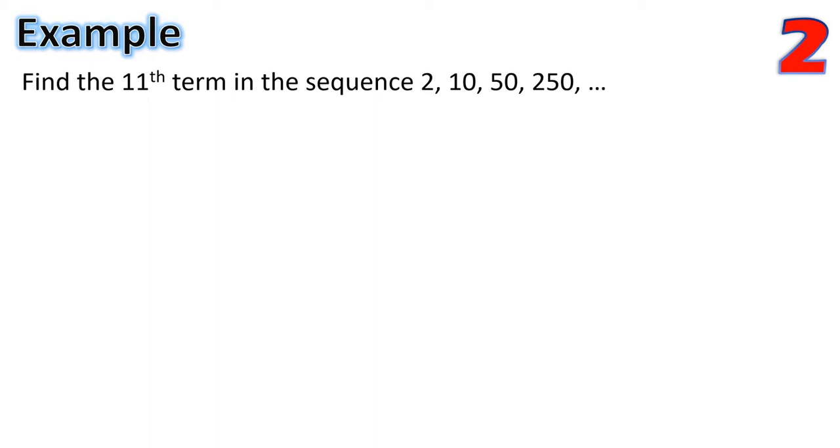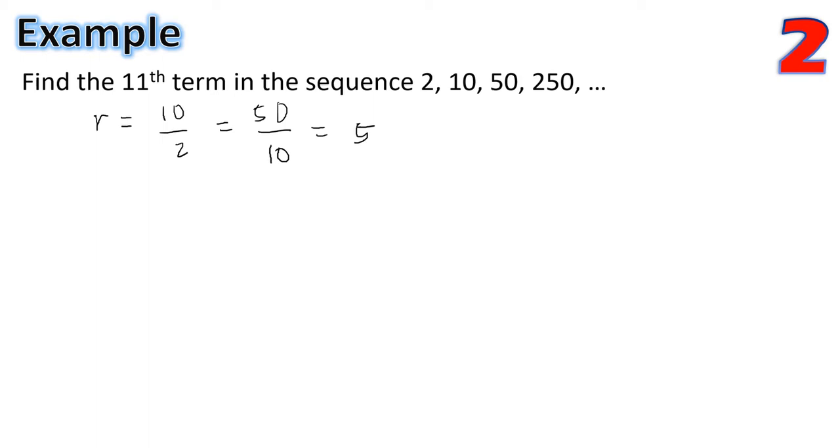Let us check whether this is a geometric sequence. So we have r is equal to 10 over 2. That must be equal to 50 over 10. That is equal to 5. Hence, we have a common ratio. This is a geometric sequence.